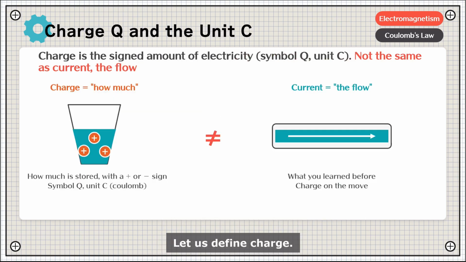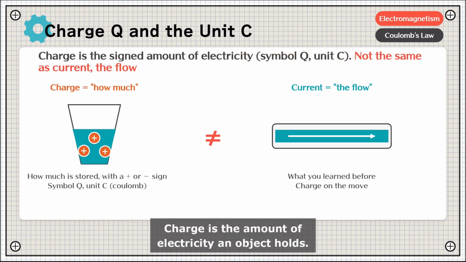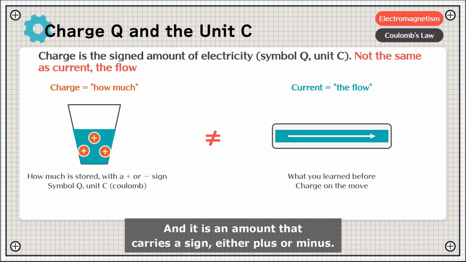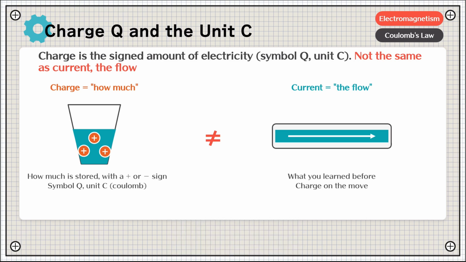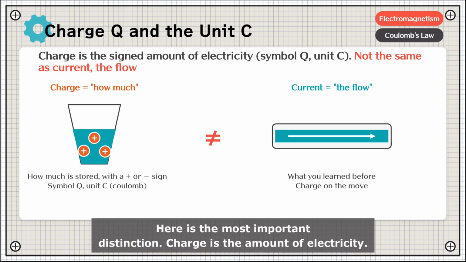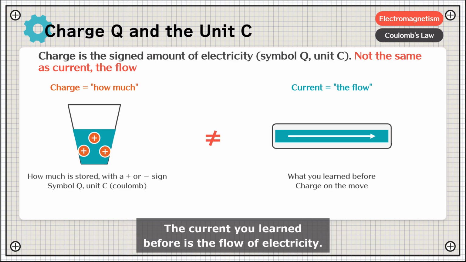Let us define charge. Charge is the amount of electricity an object holds, and it is an amount that carries a sign, either plus or minus. Its symbol is Q, and its unit is the Coulomb, written C. Here is the most important distinction. Charge is the amount of electricity. The current you learned before is the flow of electricity. They sound alike, but they are completely different things.